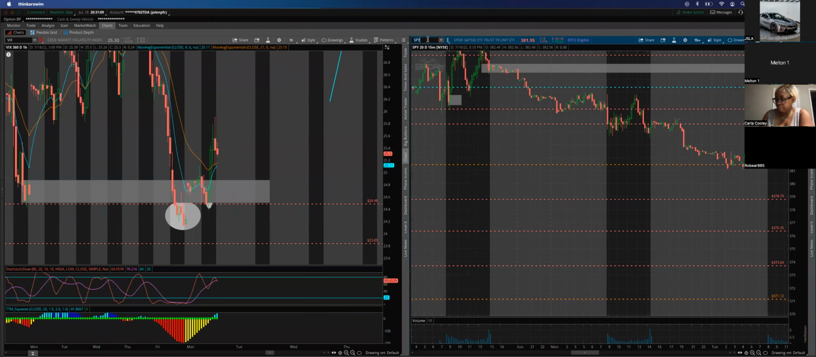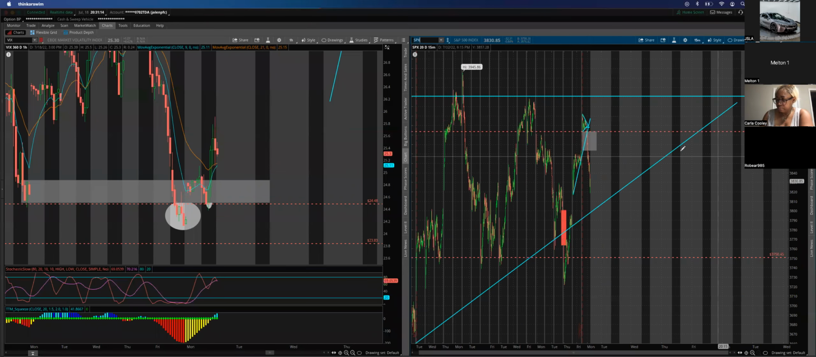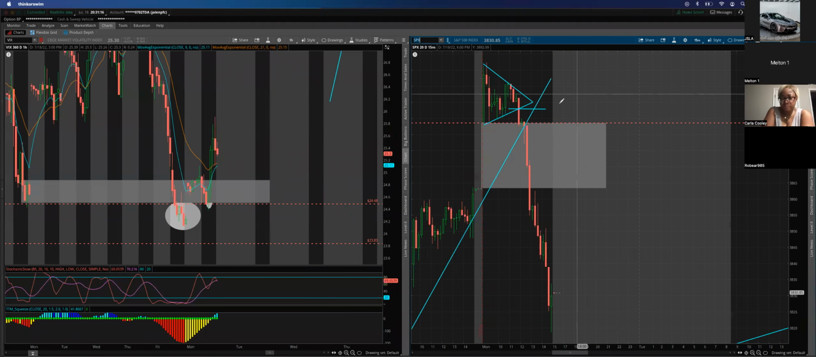Also, let me show y'all something real quick that helped me. And y'all are going to learn this next class. But we also had a gap fill. That was more confirmation because I actually took it off this chart. This is the exact chart that I took the actual trade off of. So as you can see, we were bouncing. This is the exact time frame.